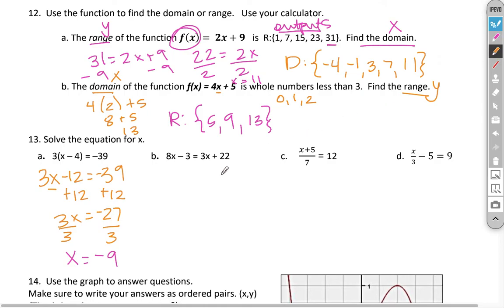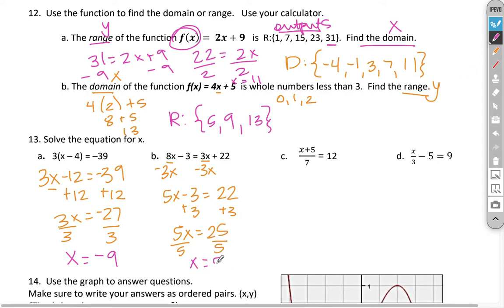Right? On B, we've got 8x minus 3 equals 3x plus 22. First thing we need to do is get these x's together. So we'll subtract 3x from both sides. We'll get 5x minus 3 equals 22. Okay, we want x alone, so we'll add 3 to the other side. 5x equals 25. Then we're going to divide by 5. And then we get x equals 5.